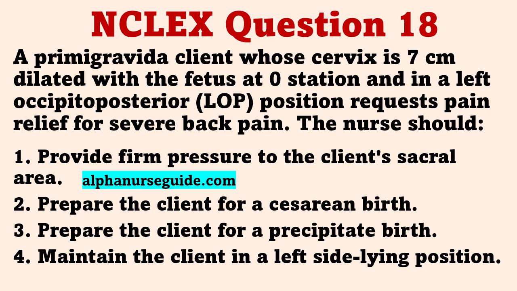Problems of severe back pain during labor do not typically require a cesarean birth. The primary healthcare provider may elect to do an episiotomy, but it is not necessarily required. It is unlikely that a prima gravida client with a fetus in an LOP position will have a precipitous birth. Rather, labor is usually more prolonged. A hands and knees position or a right sidelying position may help to rotate the fetal head and thus alleviate some of the back pain.